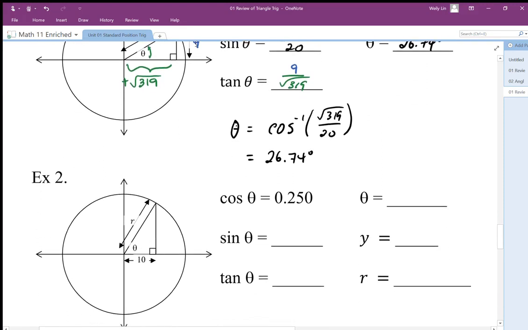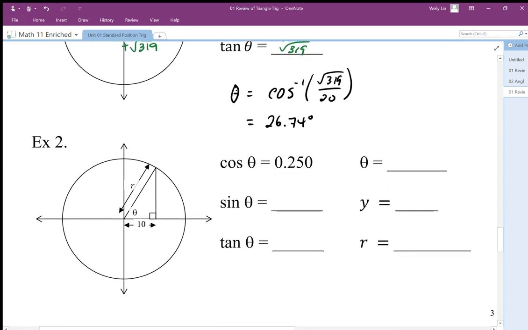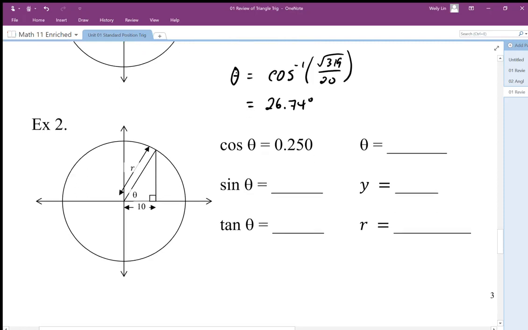So with this one here, we have been given the ratio and a side. I want to work out the different pieces here. Because I've only been given the side value here, it's going to be a little bit hard to work out the exact value. The decimal here implies that we need to use our calculator. So I'm going to first start off with converting this to theta. The inverse cosine of 0.250 gives me 75.52 degrees.